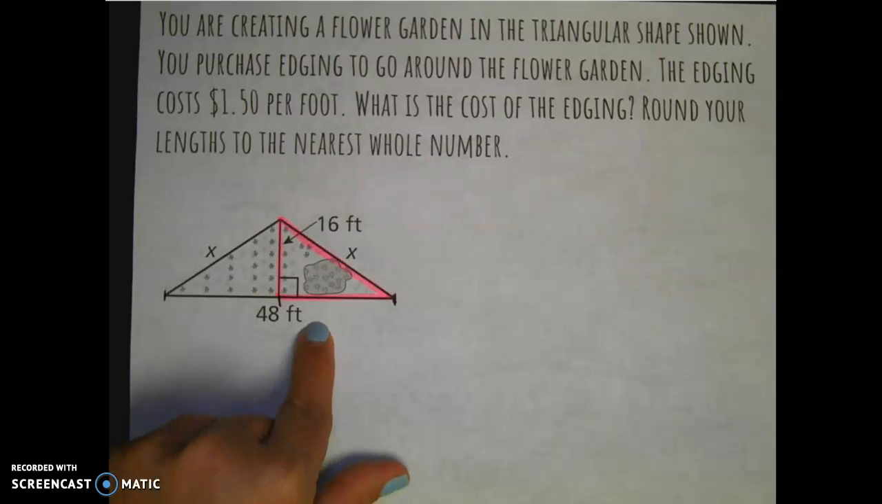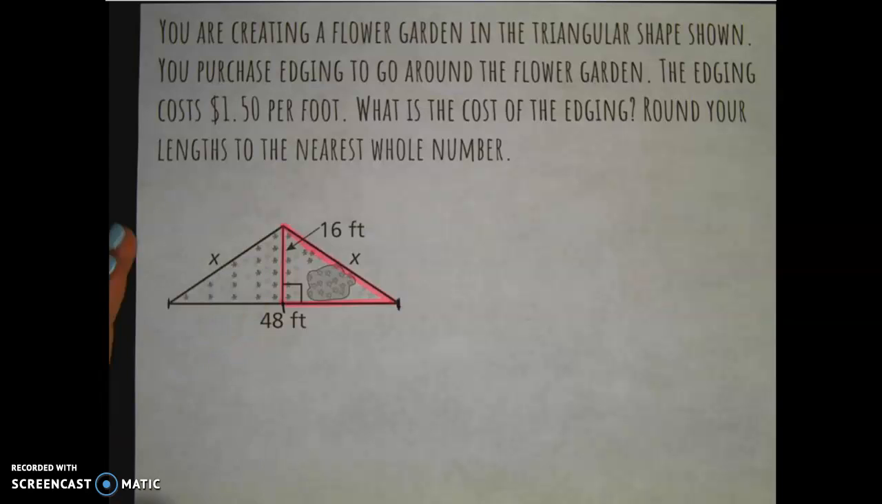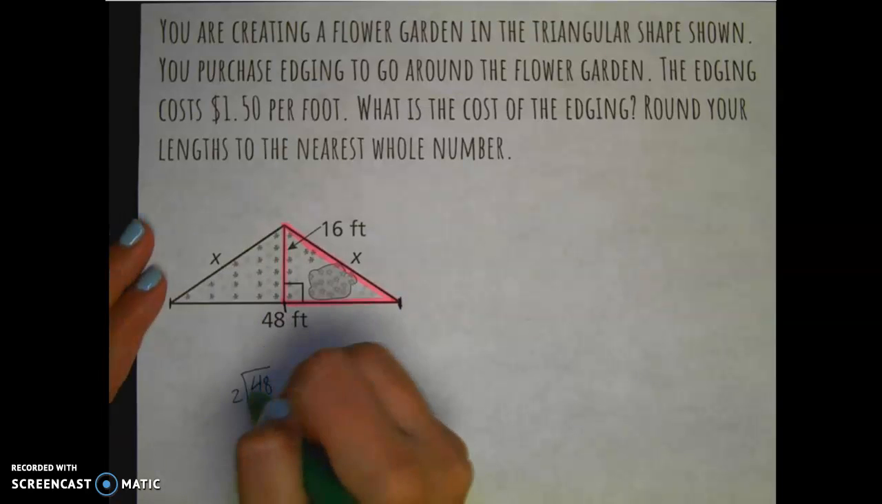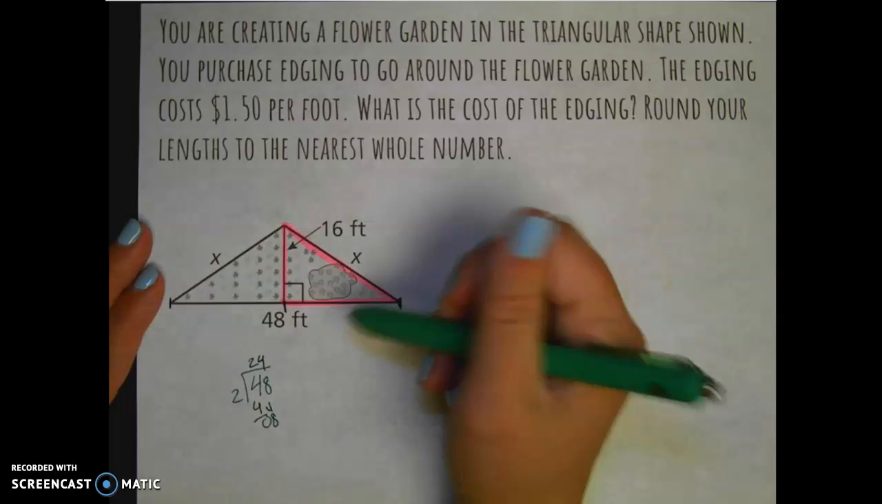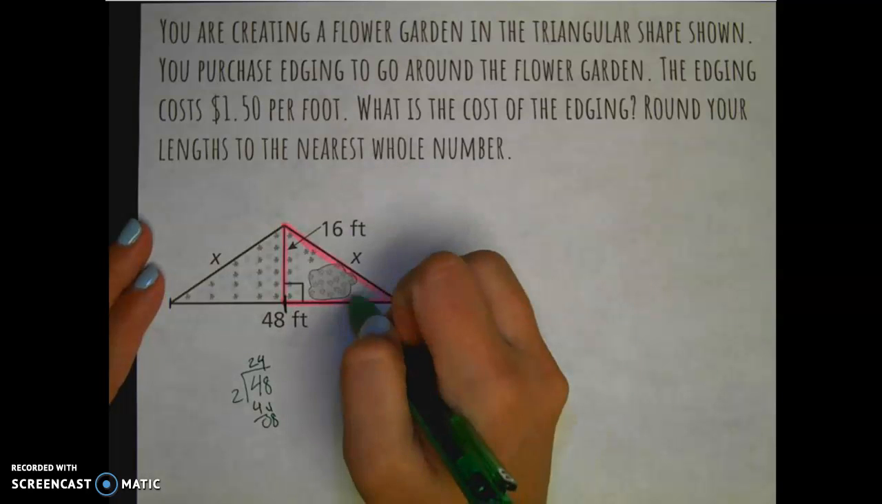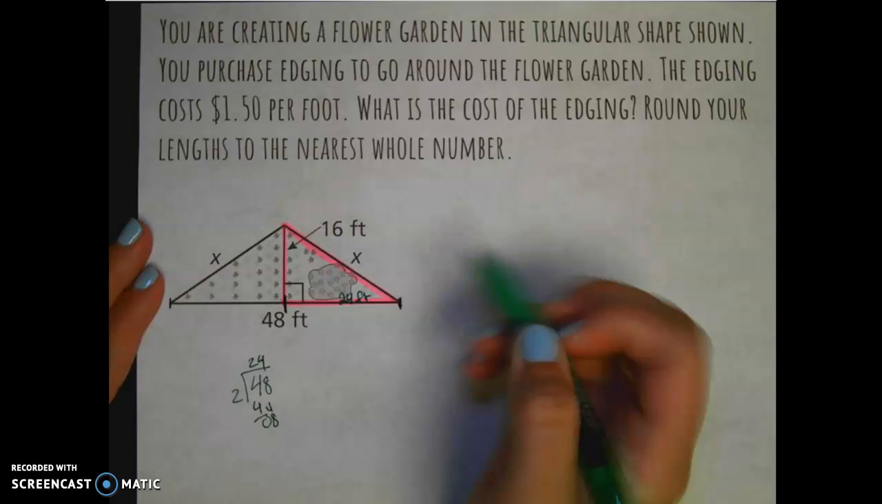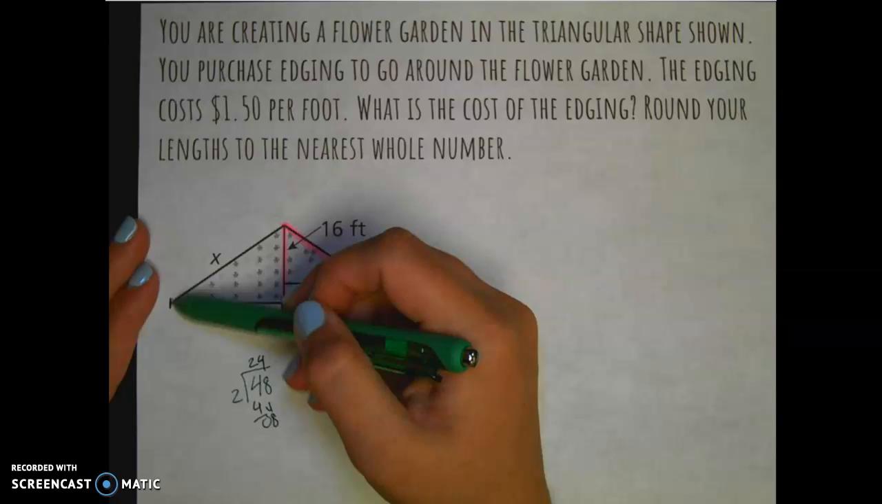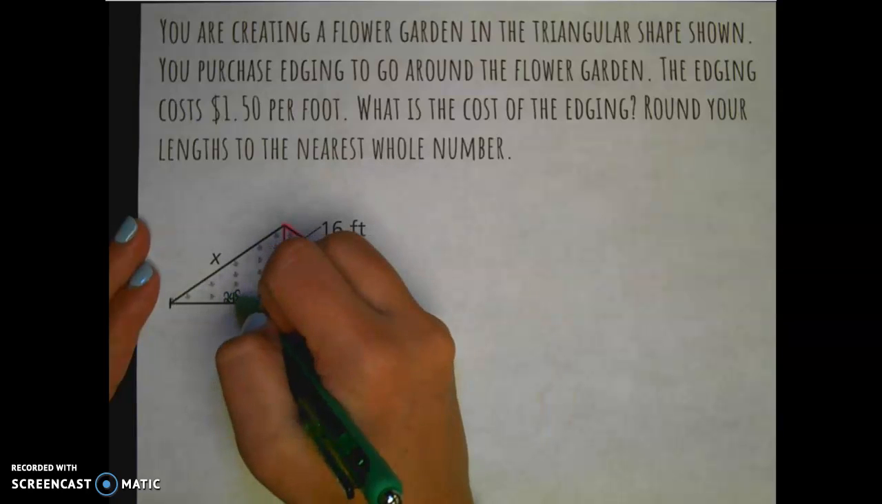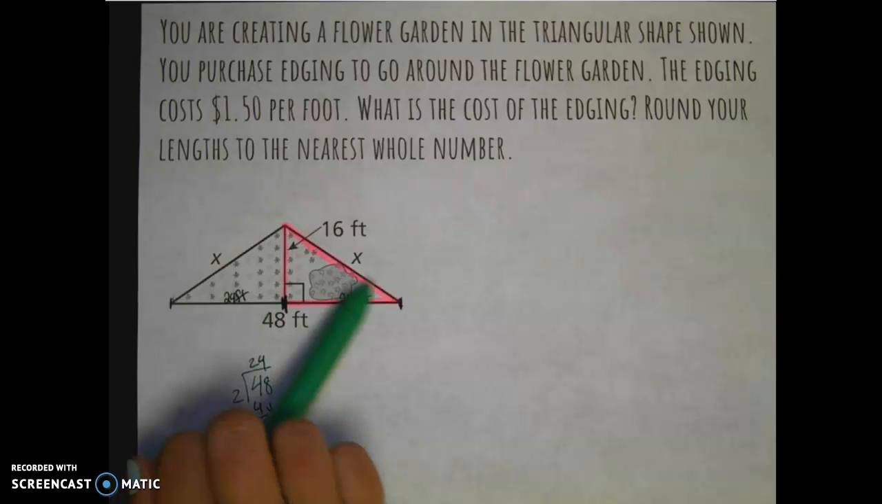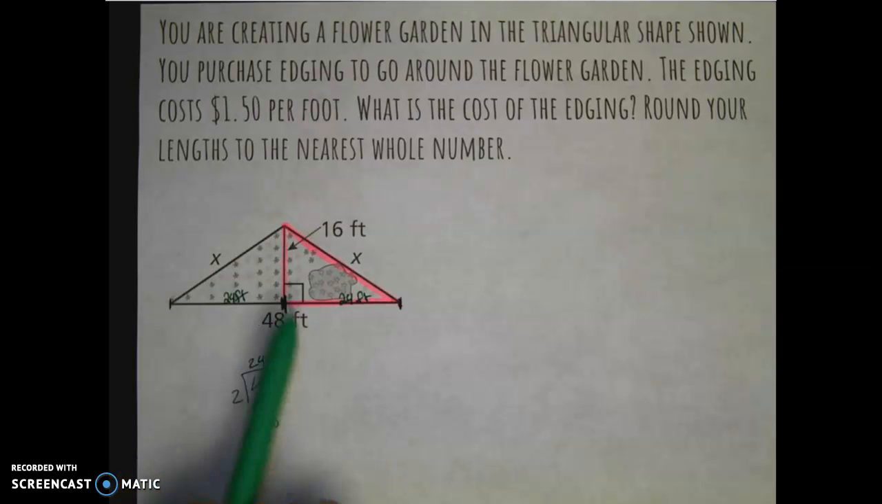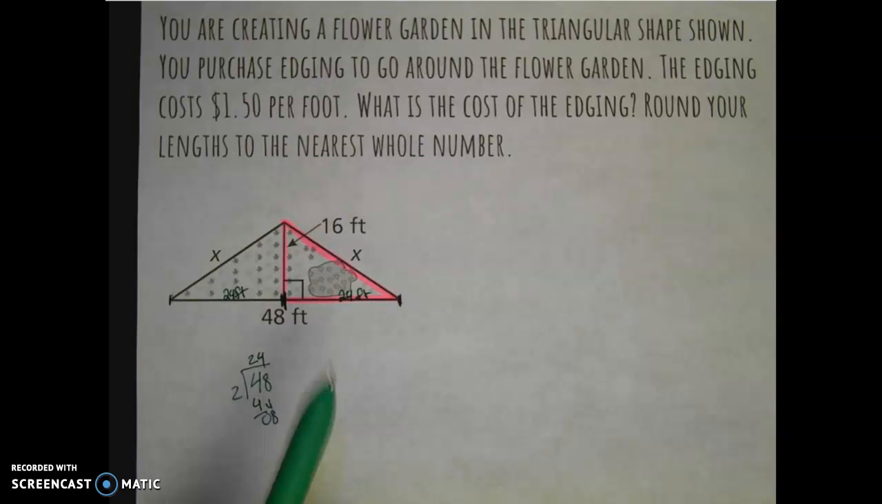Since it's halfway cut, I can take 48 and cut it in half. So what's half of 48? 24. So I know that each of these little sections right here is 24 feet. From here to here is also 24 feet. So I need to figure out the edging from here to here and here to here. Well, guess what? We can use the Pythagorean theorem to figure that out.